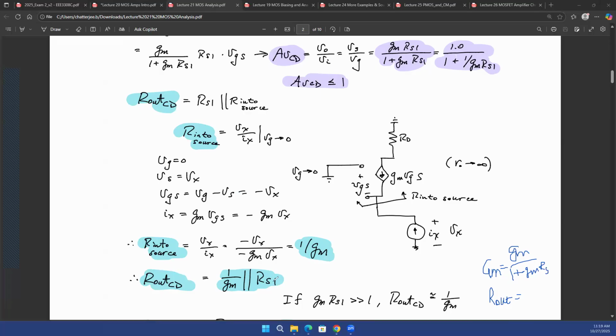But if you calculate 1 over GM in parallel with RS1, that's something we already calculated. So that was RS1 divided by GM, and in the new denominator, you will have 1 plus GMRS1, divided by GM. Again, A in parallel with B is A times B divided by A plus B. That's what we did. And then this GM and this GM will cancel out. So your R out is RS divided by 1 plus GMRS.